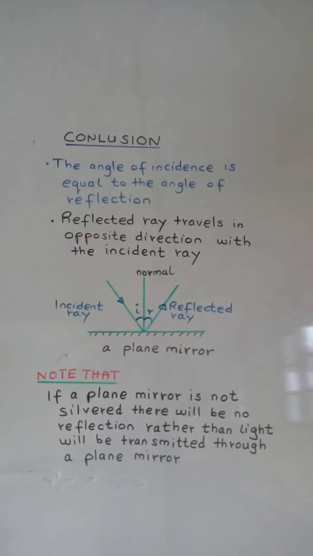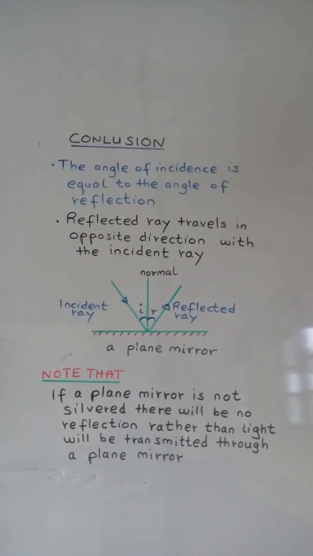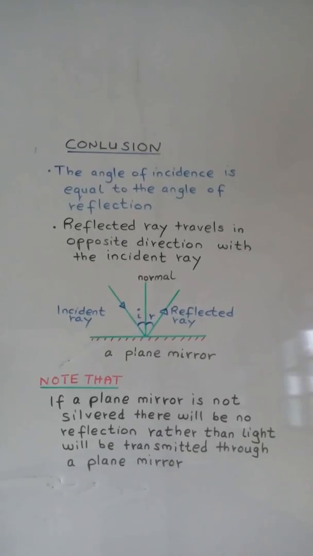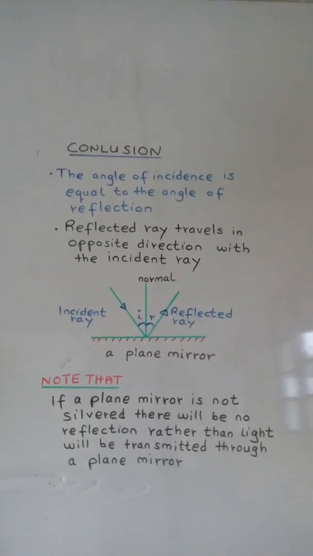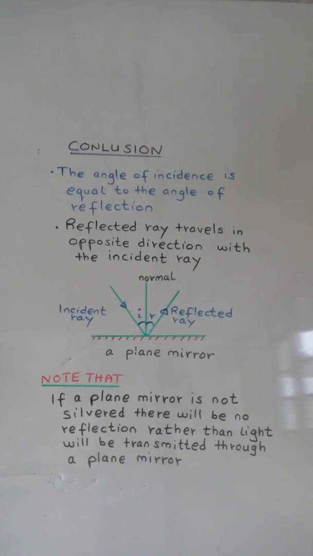Note that if a plane mirror is not silvered, there will be no refraction. Rather than light will be transmitted through a plane mirror. This is an example of a plane mirror which is not silvered, hence light can pass through it. As you can see and observe.